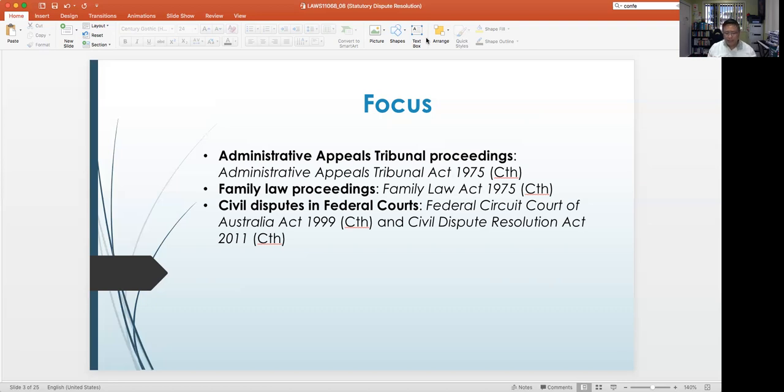But on the level of the states, it is permissible for a court to both be a court as well as a tribunal, in the sense that it exercises both the judicial power as well as administrative review powers. So, for example, in Queensland, you have the Queensland Civil and Administrative Tribunal. So, just a backgrounder.